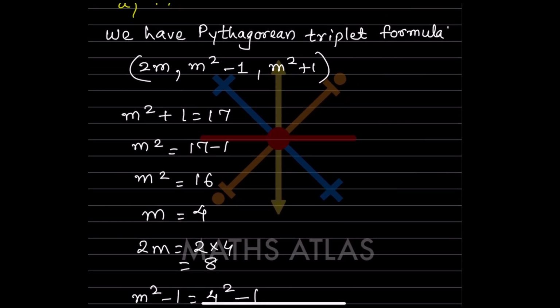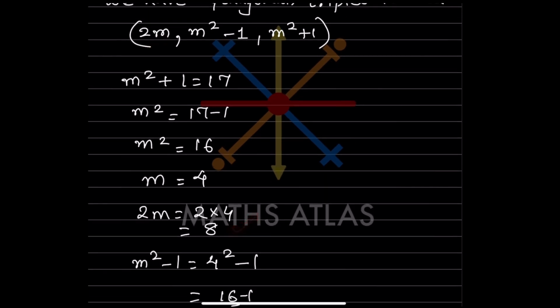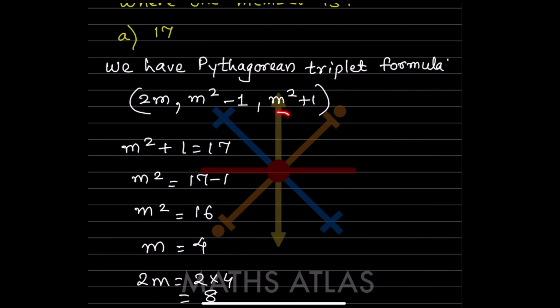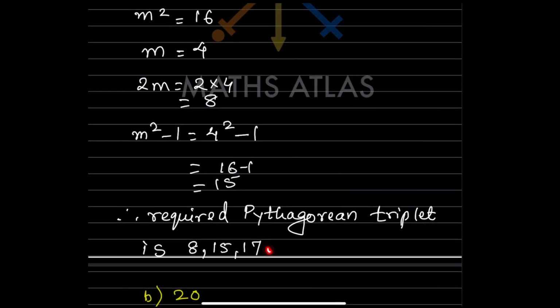Here it is 2m, because many students write the value of this m, which is wrong. So you have to write 2m. 2m is 8. And here, m square minus 1 is 15. So what are you going to write here? Because in a Pythagorean triplet the bigger number will be here, because this is m square plus 1. So this is going to be 17.